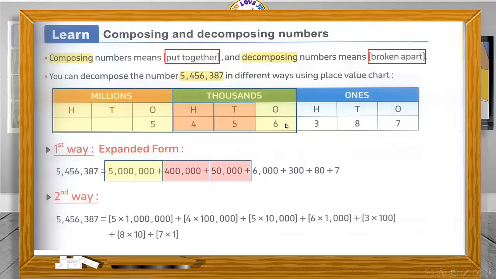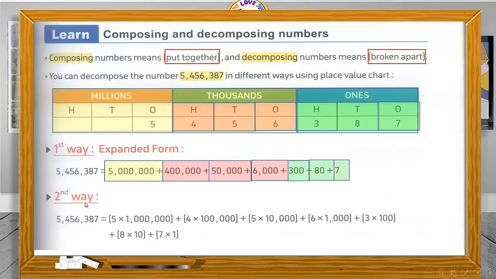Next place, we have 6 in 1,000 place. 6 and 3 zeros, 6,000. In the next period, in hundreds, we have 3, write 300. 8 in tens place, write 80. 7 in ones place, you should write 7. Here we should write 7 in last place.